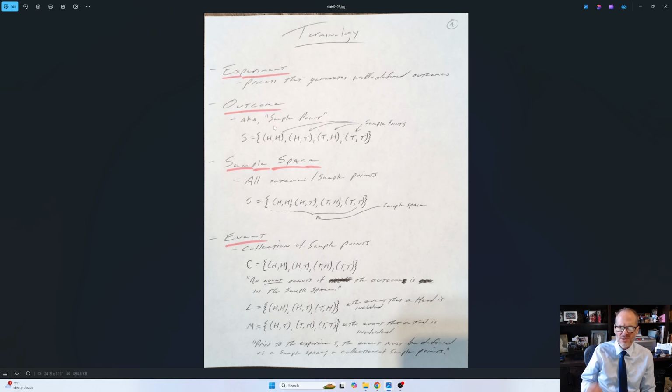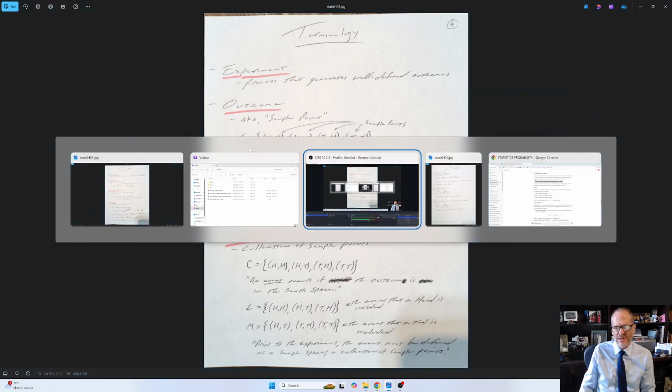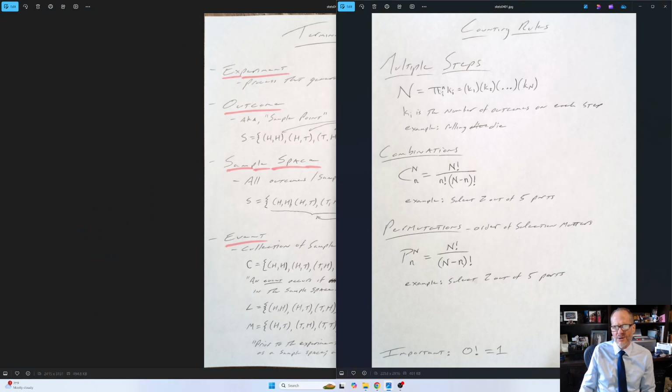We have multiple steps. We're tossing it once, we're tossing it twice, 2 steps. And these are our sample points. So this is our entire sample space. And so how do we know, if we had 3 steps, how many possible sample points are in our sample space? So with multiple steps, the rule for that is this. It's pi, which means multiply, and we're multiplying from i = 1 to n of k_i, where k is the number of outcomes on each step.